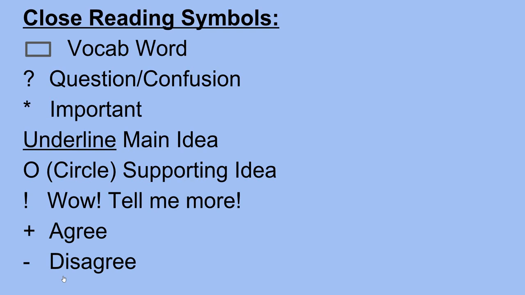What is your confusion? A star means that you think something is important, and you should write why you think it's important. Underline for the main idea, you circle for a supporting idea, and then you put an exclamation point next to something you think is really cool or really interesting, and you should also include, why did you put that exclamation point there? If you agree with something the author says, you'll put a plus sign. If you disagree with something the author says, you'll put a minus sign. And especially for disagree, make sure you say, here's why I disagree.